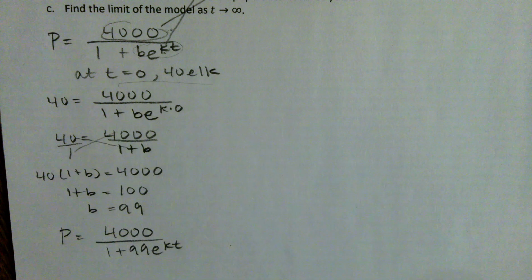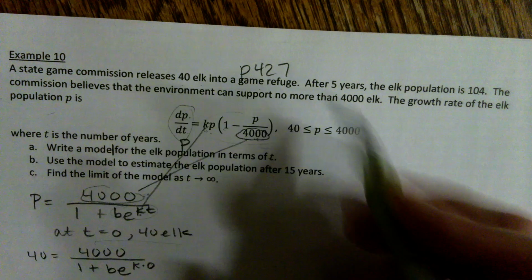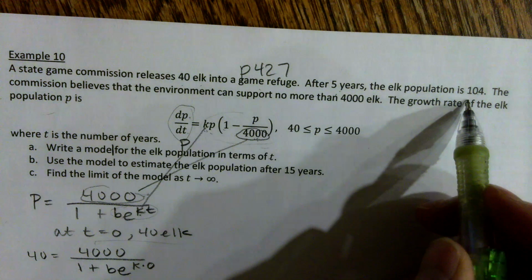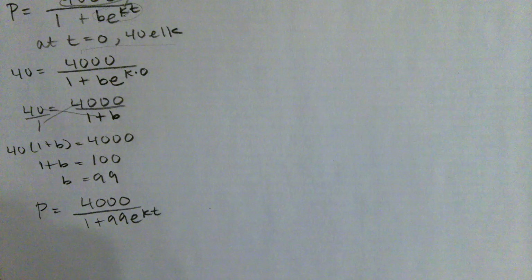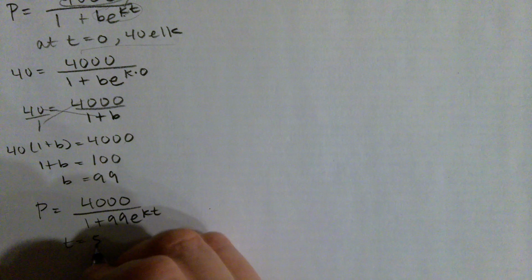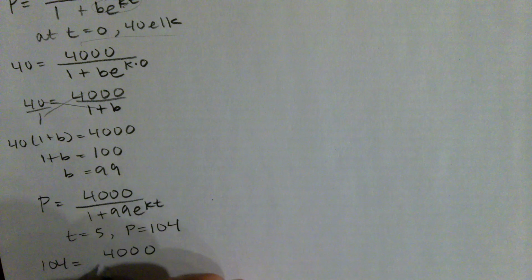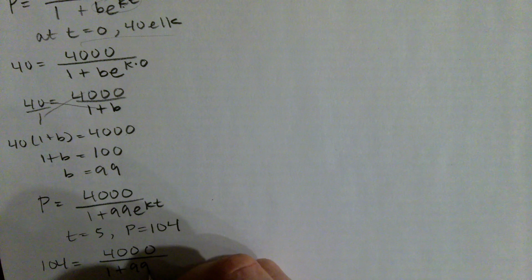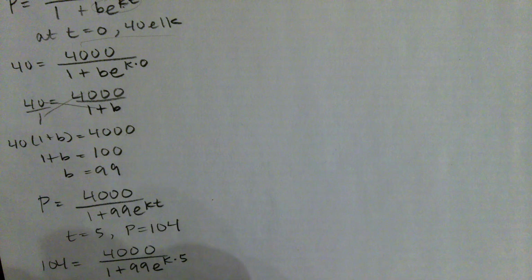So let's go back to the problem and see what we haven't used yet. So we used this time 0, there were 40 elk. Oh, but after 5 years, the population's 104. So let's go ahead and plug that information in. So when t equals 5, our population is 104. All right, so 104 equals 4,000 over 1 plus 99 e to the k times 5 power.